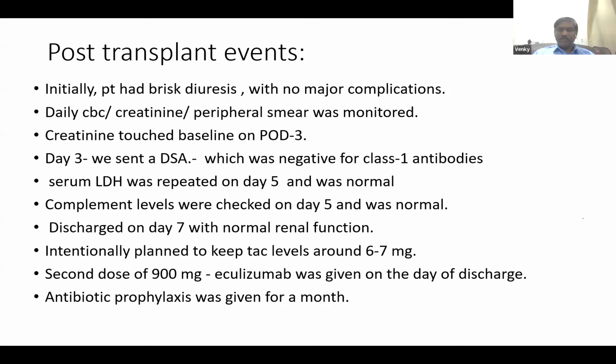We intentionally planned to keep TAC levels around 6 in the initial post-transplant period, based on a few observational studies which showed that low TAC levels help in preventing early atypical HUS recurrence in the transplant. And we gave a second dose of eculizumab, 900 milligram, on the day of discharge, day 7. And we continued antibiotic prophylaxis against meningococcus, which was given in the admission period and over the review period, for at least a month.